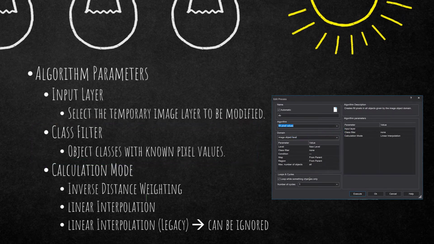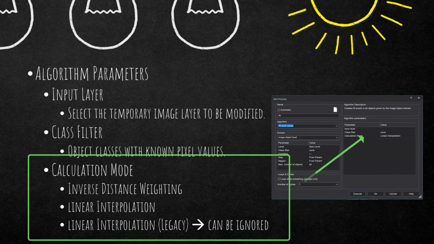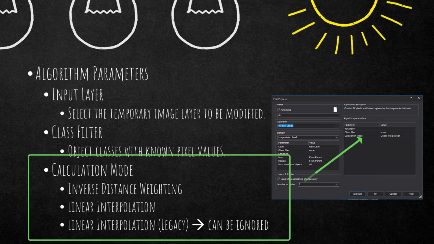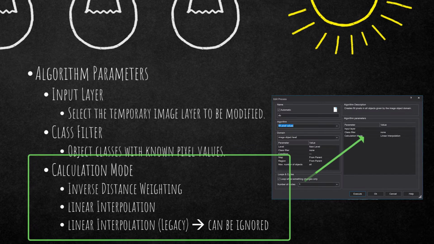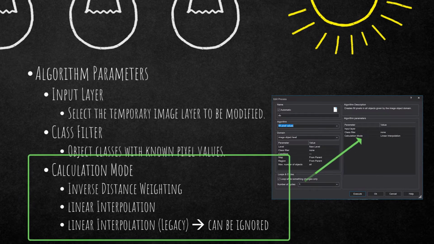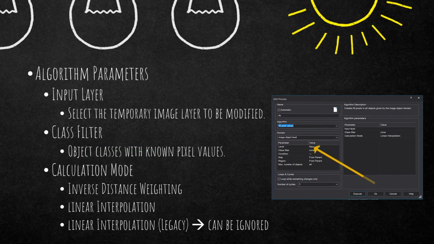Then calculation mode. We have two different ones: inverse distance weighting and linear interpolation. The third one is linear interpolation legacy. You can ignore this one. It is just there because this algorithm changed at one point, and we want to make sure that rule sets that were developed before that change are still usable in later versions. So that's why we still have this legacy algorithm there, but you can ignore that for now. And in the domain, you define the image object level and the class which represents the no data.